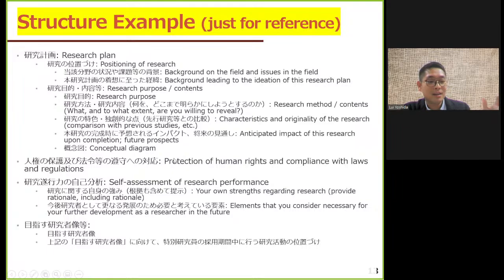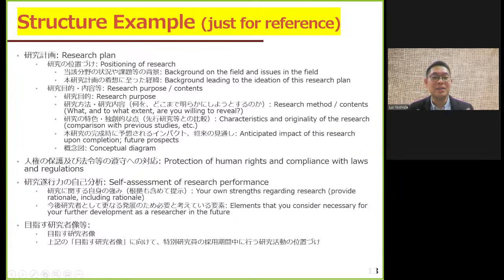So I would like you to ask your mentor about this because it is very, very research field oriented. So I cannot give any advice about this. And the next session will be the self-assessment of research performance and your strength. This is the former presentation slide. There is no English for now, but I will send it to you later.